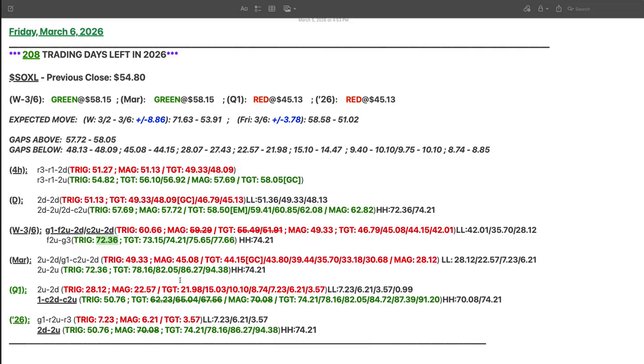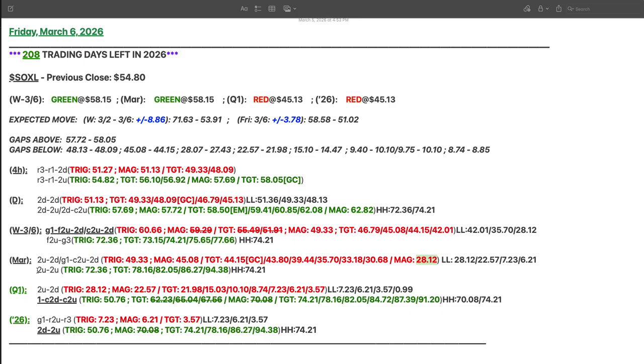On the month, we're still an inside month, right? We've got to get down to 49.33 before we trigger that 2 up, 2 down on the month. If we do trigger that 2 up, 2 down, the magnitude of that move is 45.08, which, if we reach that 45.08, is the top of a gap. If we get into that gap right below 45.08, that then does trigger the 1 combo 2 up, 2 down on the month, which has a magnitude all the way down there at 28.12. So just be aware of that.